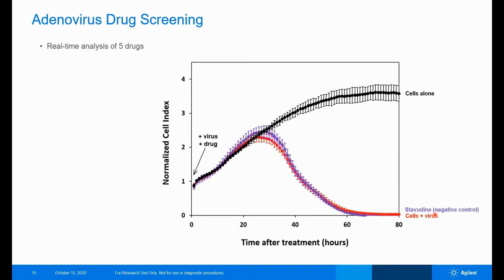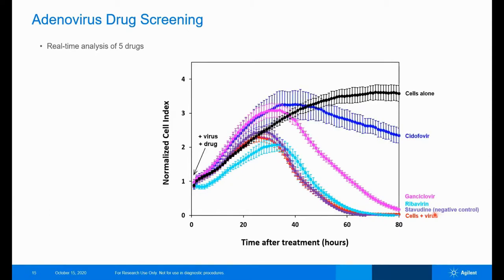When we include the negative control, stavudine, you can see that it has minimal impact on impedance. The same is also true of ribavirin. But with ganciclovir, cidofovir, and brincidofovir, you see a pretty dramatic shifting in the impedance signal. This is an example of a gain of signal format where the virus is causing loss of signal.